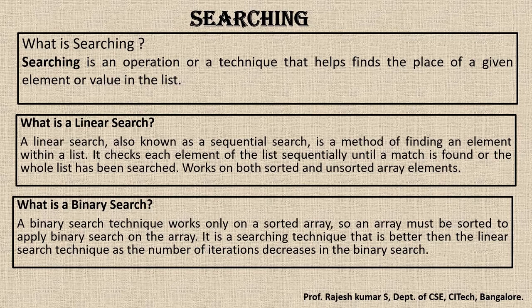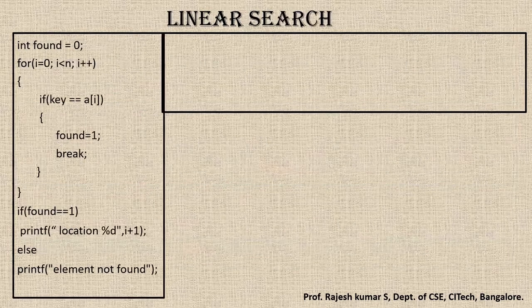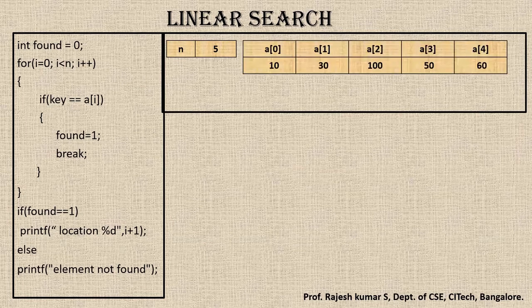Now let me explain what is linear search and what's the logic behind linear search. The part of the code has been shown over here. The input required for the linear search program is the number of elements. Based upon the number of elements, we'll be entering the array elements. Since the value of n is 5, the array elements entered are 10, 30, 100, 50, and 60. You can see the array elements are in an unsorted manner.